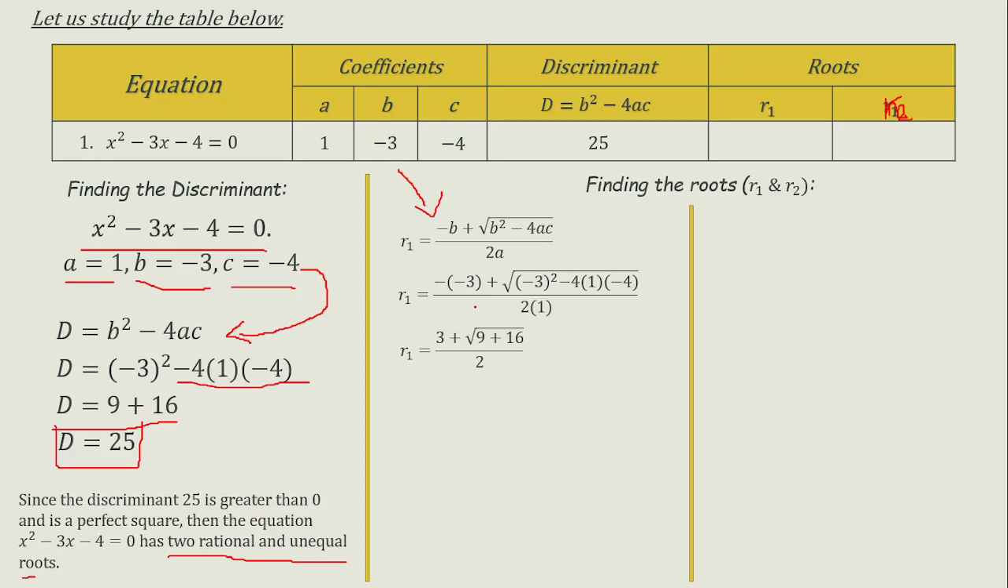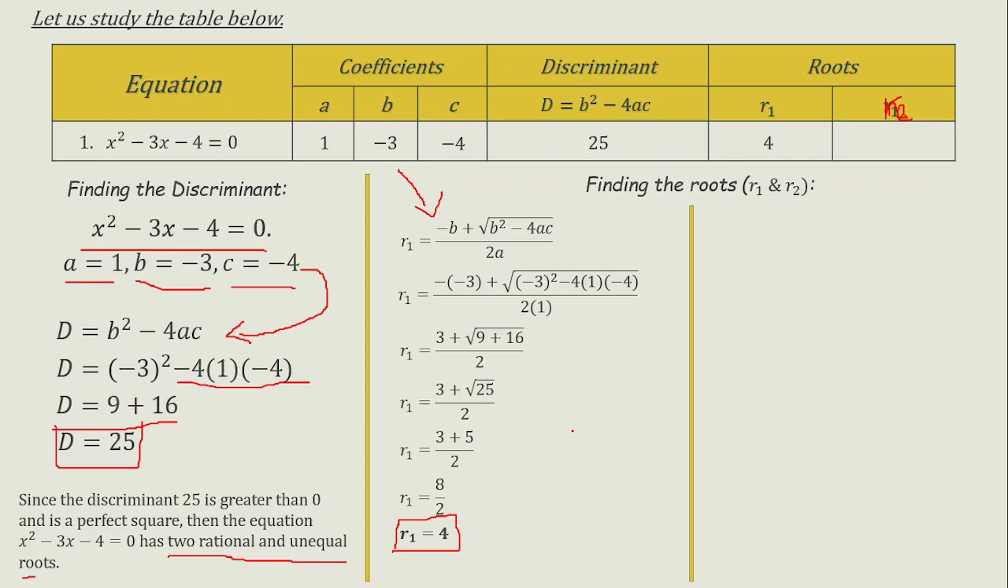Then after that, we are going to simplify or solve the values inside the square root. So 9 plus 16, the answer is 25. Then find the square root of 25. So the answer is 5. So root number 1 is equal to 3 plus 5 divided by 2. So 3 plus 5, the answer is 8. 8 divided by 2. So the first root, or root number 1, or R1, is equal to 4. So we already have the value of the first root. So let's write it there in the table.